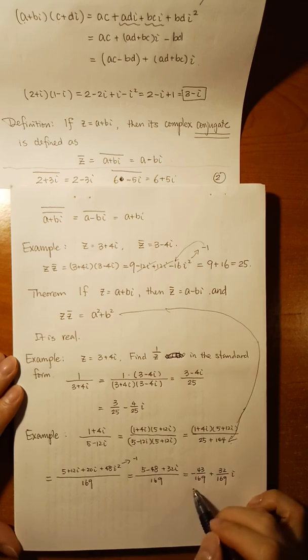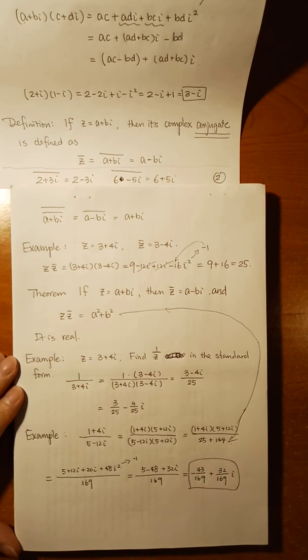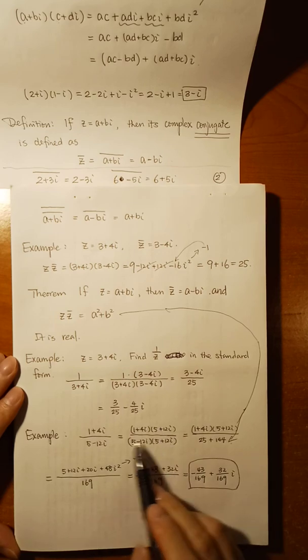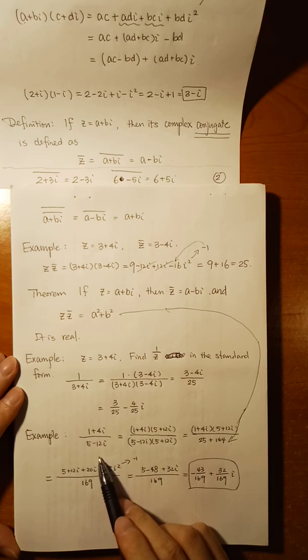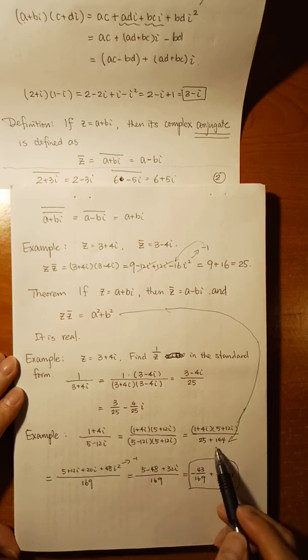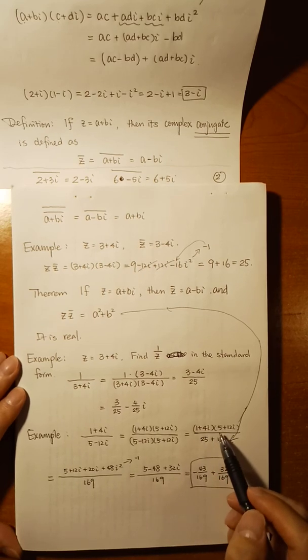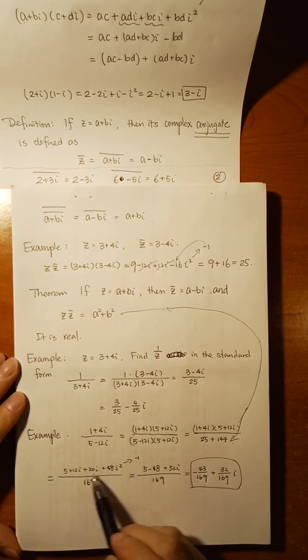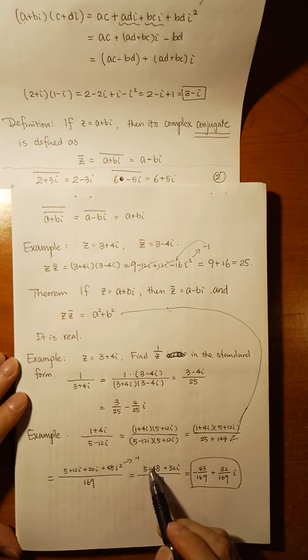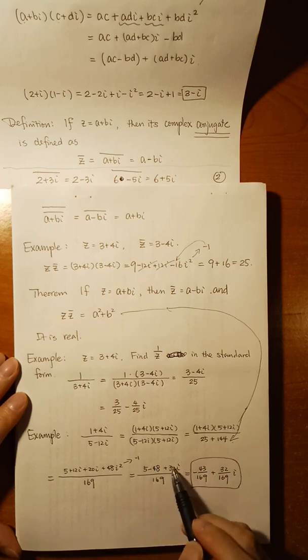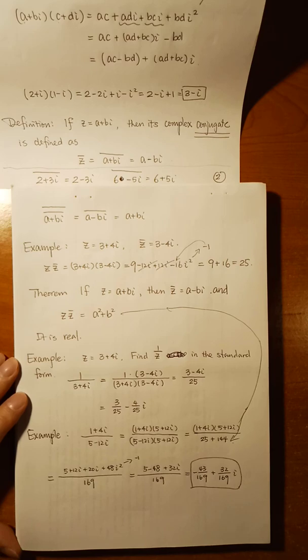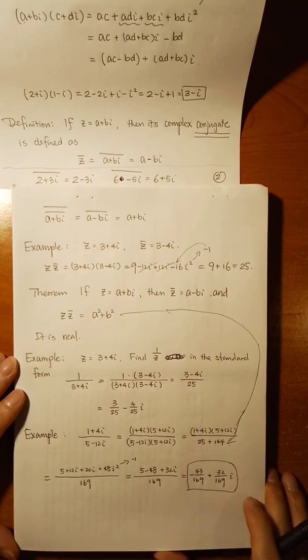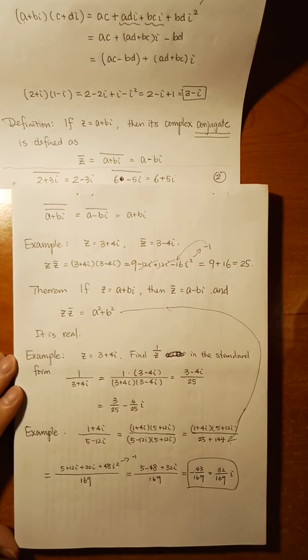Okay, so this is the quotient of two complex numbers. So how did we do it? We multiply top and bottom by the complex conjugate of the denominator. We write the denominator as a real number, and we multiply the numerator. Then we simplify the numerator and divide the real part by the denominator, and the imaginary part by the denominator, and that's it. Okay, so do more examples and make sure you understand the computation.